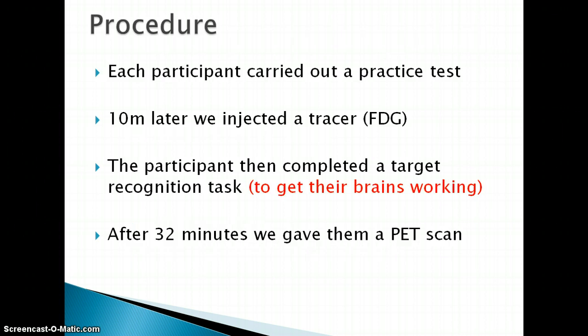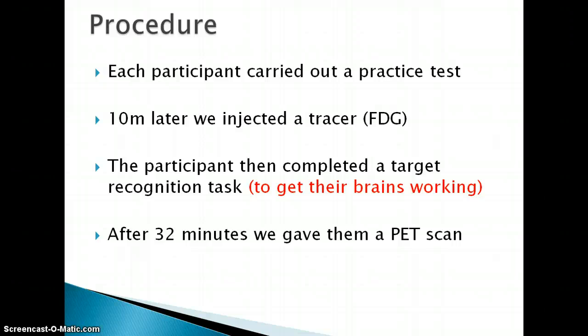So the procedure: each participant carried out a practice test, and then we injected them with a tracer. FDG is just the acronym for that tracer. The participants then completed a target recognition task. So they had to identify a shape in amongst a field of other ones. This was to get their brains working and get that tracer being used.